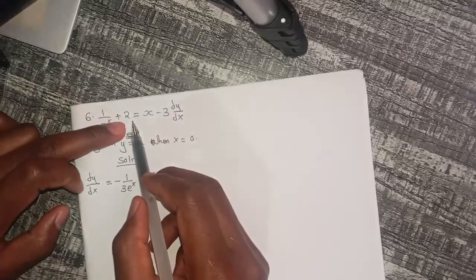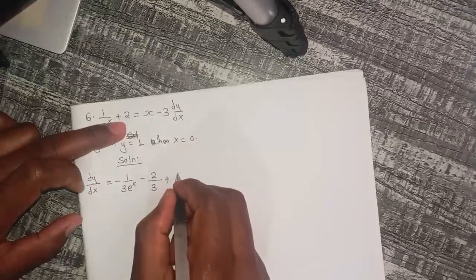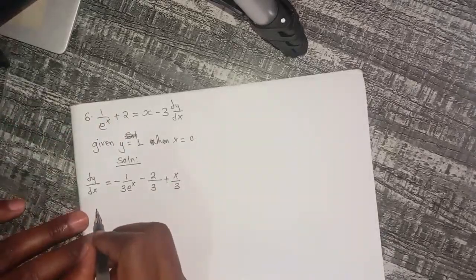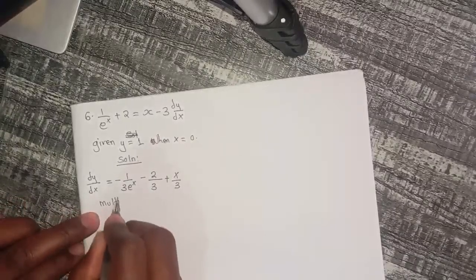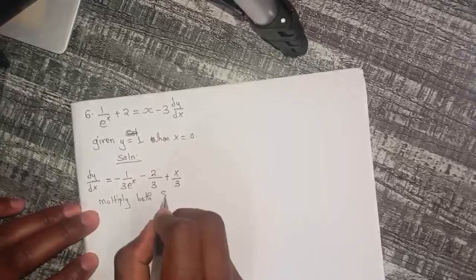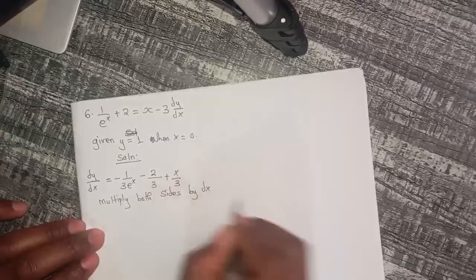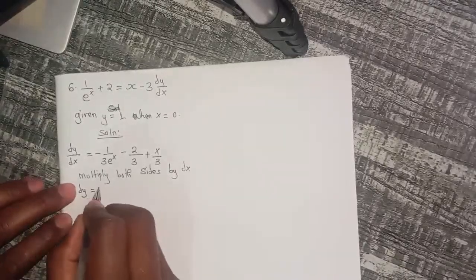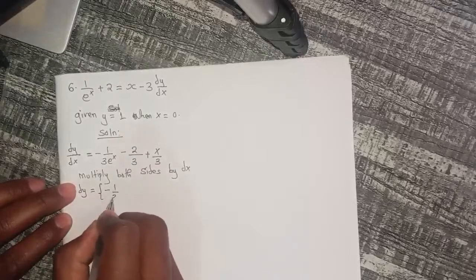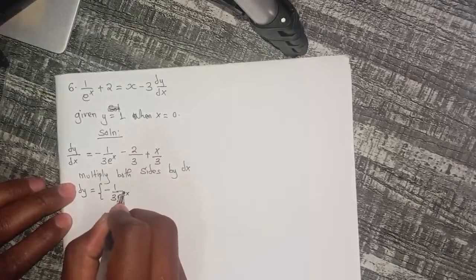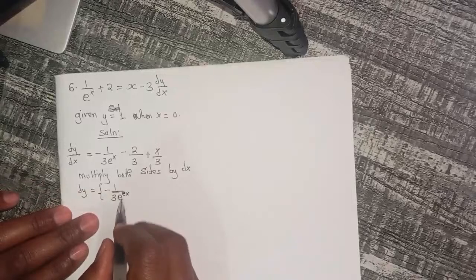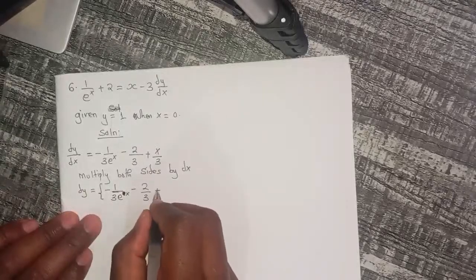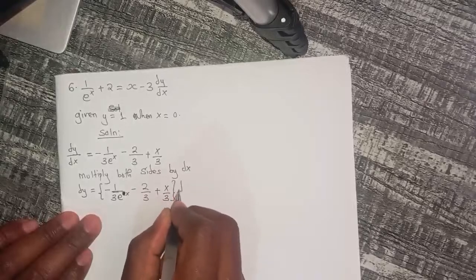plus x over 3, then multiply both sides by dx, and this now becomes dy equals minus 1 over 3 of exponential x minus 2 over 3 plus x over 3 with respect to dx.